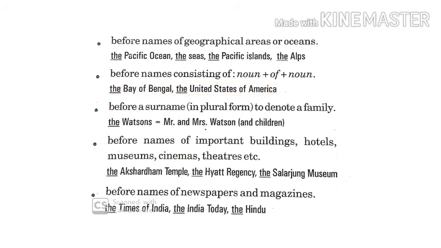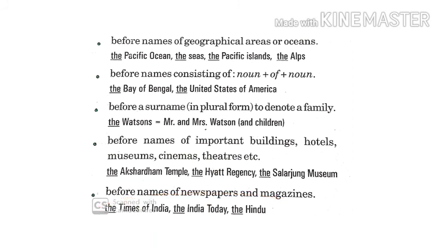And students, it's very interesting that before a surname in plural form, which denotes a family, we use the: the Watsons, right? The Watsons means Mr. and Mrs. Watson and their children. So here also we use the. Now the is used before names of important buildings, hotels, museums, cinemas, theatres, etc., like the Hyatt Regency in Delhi, and before names of newspapers and magazines: the Times of India, the India Today, the Hindu, etc.